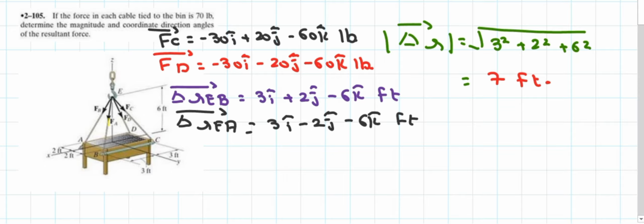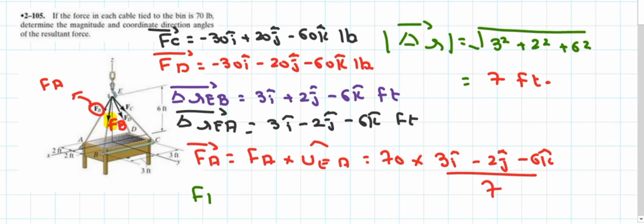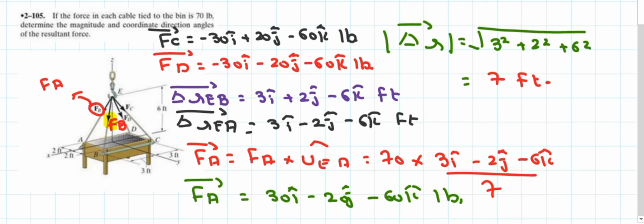Let me clear this. This Fa is directed towards the point B, so it means that point B is the final point and point T is the initial point. This is not Fa, this is basically the Fb. And this one is not Fb, this is nothing but the Fa. So for Fa, we know that Fa is equal to the magnitude of Fa into the unit vector of Ea. The magnitude of Fa is nothing but 70, and the unit vector of Ea is nothing but 3i with negative 2j with negative 6k divided by 7. Similarly, the vectorial form of Fa is equal to 30i with negative 20j with negative 60k pound. This is basically for Fa.